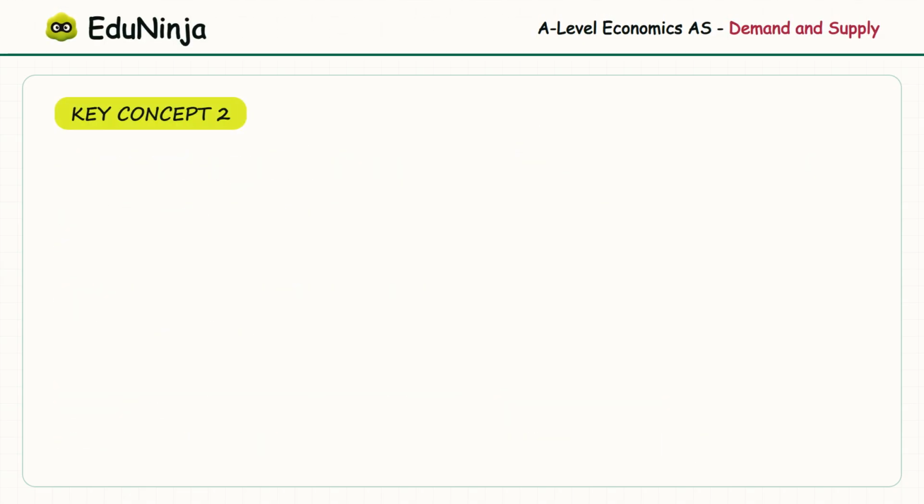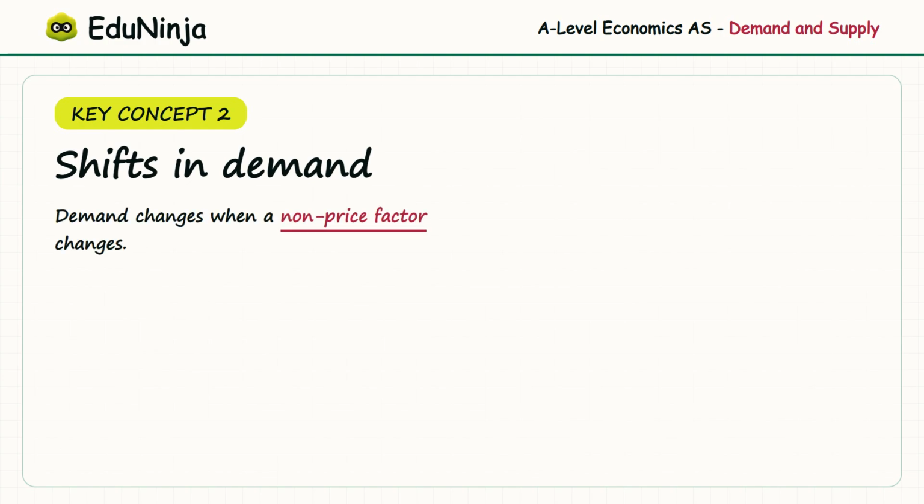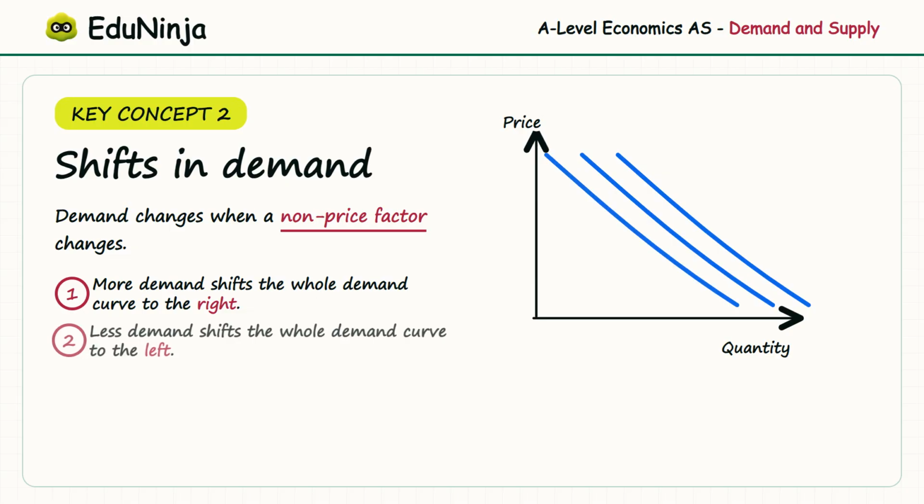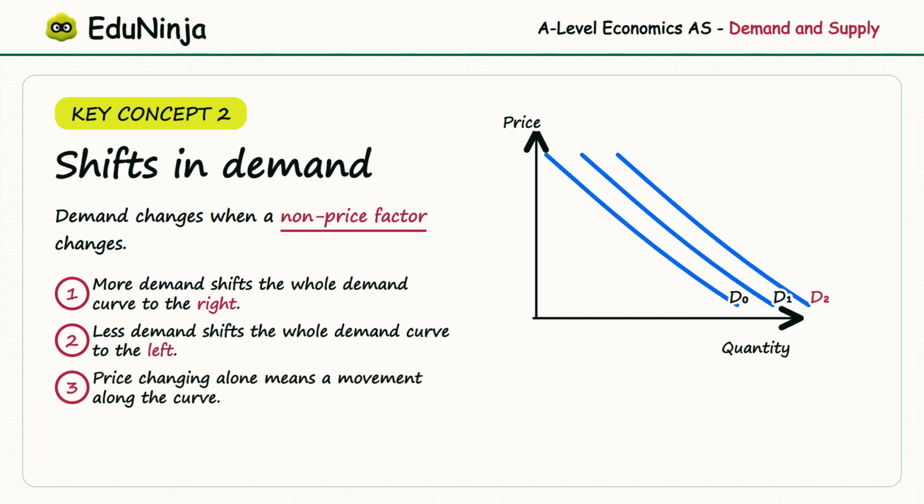Now look at shifts in demand. Demand changes when a non-price factor changes. That means something other than the product's own price has changed. If demand increases, the whole demand curve shifts to the right. At every price, consumers now want to buy more. If demand decreases, the whole demand curve shifts to the left. At every price, consumers now want to buy less. Do not confuse this with a price change. A price change causes a movement along the demand curve.